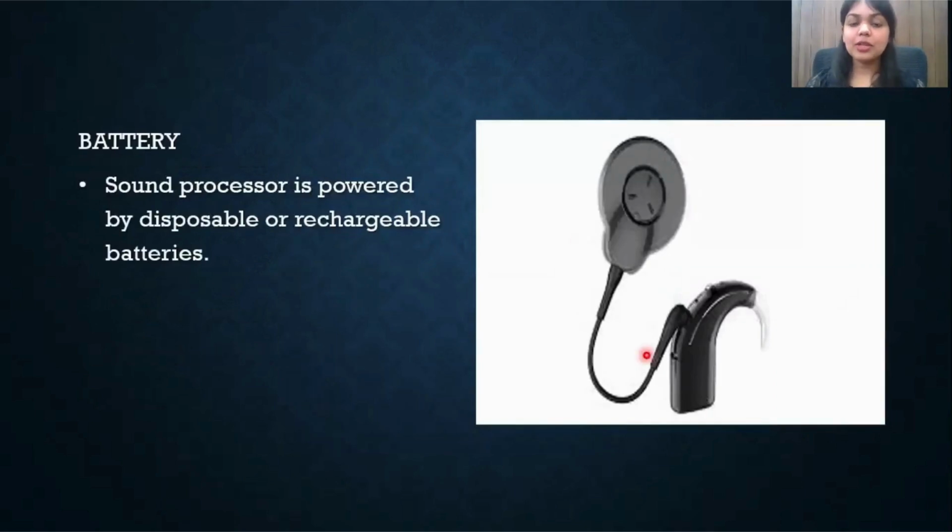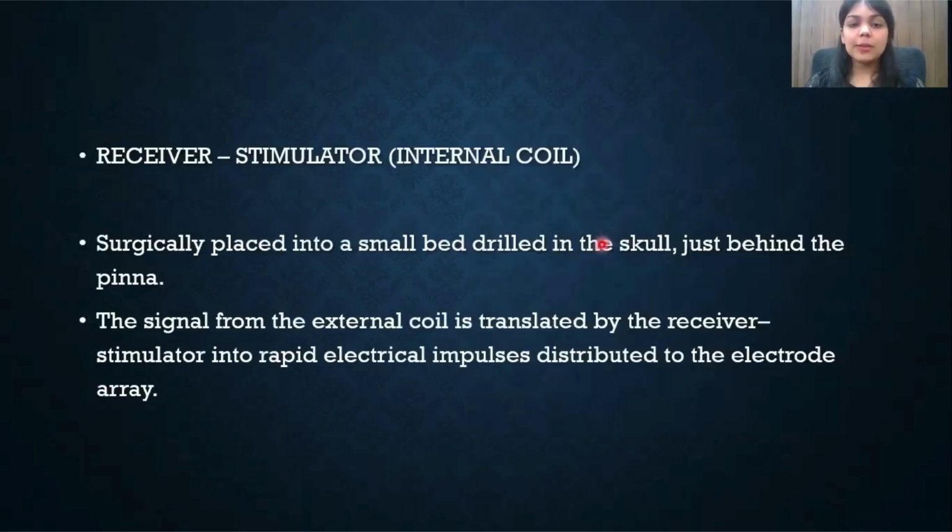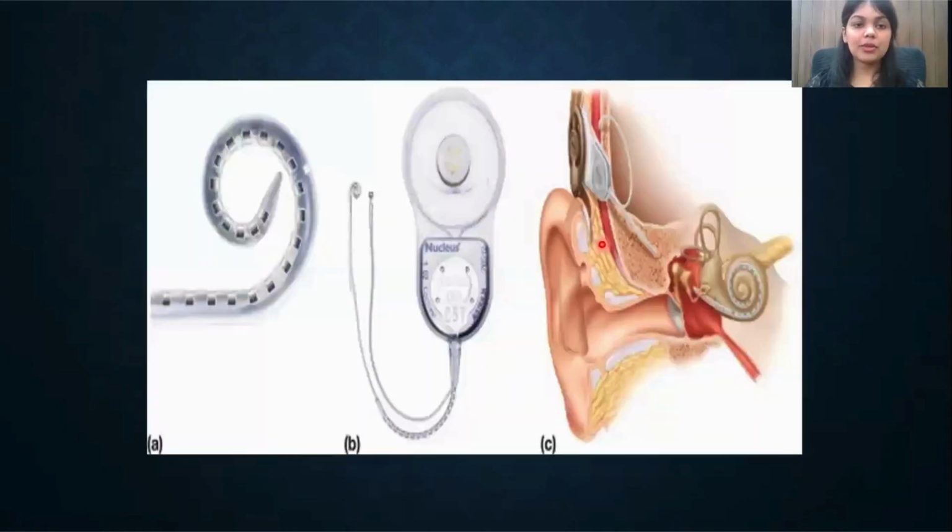Next is the battery. Below the processor, this part of the CI is called the battery. It can be a rechargeable battery, or we can use disposable batteries. And coming to the internal part of the CI, you can see the receiver stimulator here and the electrode array. This is a close-up picture of the electrode array.